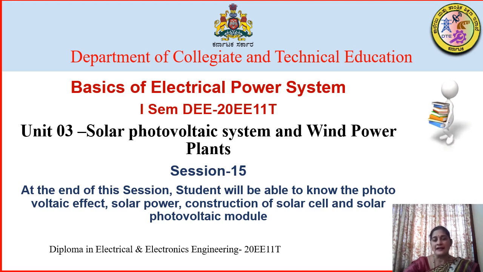Today, we are at session 15, where we are going to discuss Unit 3 of Basics of Electrical Power System for students of first year diploma Electrical and Electronics Engineering. In this unit, we are going to study about solar photovoltaic system and wind power plants. And at the end of this session, I would expect my students to know what is the photovoltaic effect, solar power, how the solar cells are constructed, and the solar photovoltaic module.